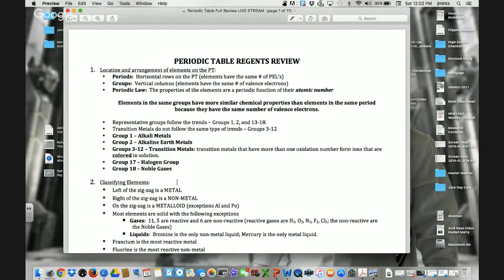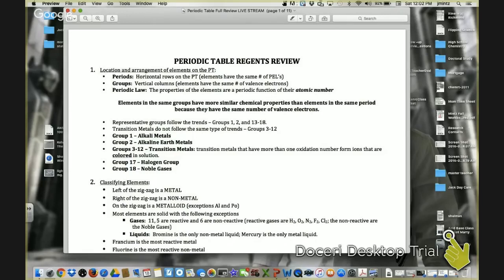So the first thing that I want to discuss with you is the location and the arrangement of the elements on the periodic table. I'm basically just reading through here, starting at the top, and I'll use my highlighter to kind of point out where I'm at. So here I am right on number 1. The periodic table is arranged in periods, which are the horizontal rows, all right? And the elements that are in the same row have the same principal energy levels. That's PELs, or sometimes we refer to them as energy levels or energy rings. All right, we're all talking about the same thing. So those are the horizontal rows.